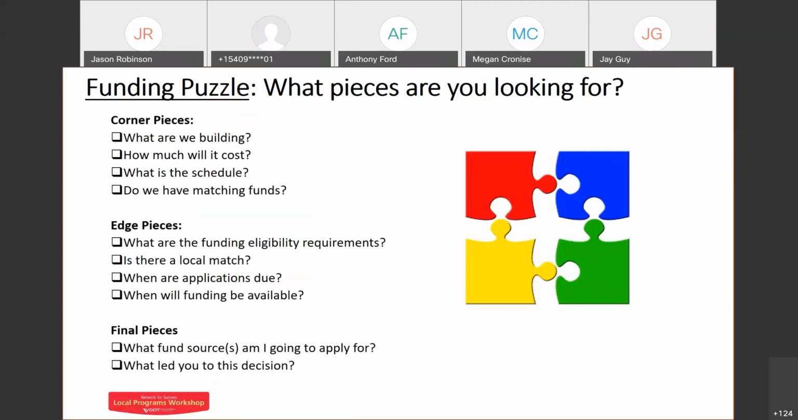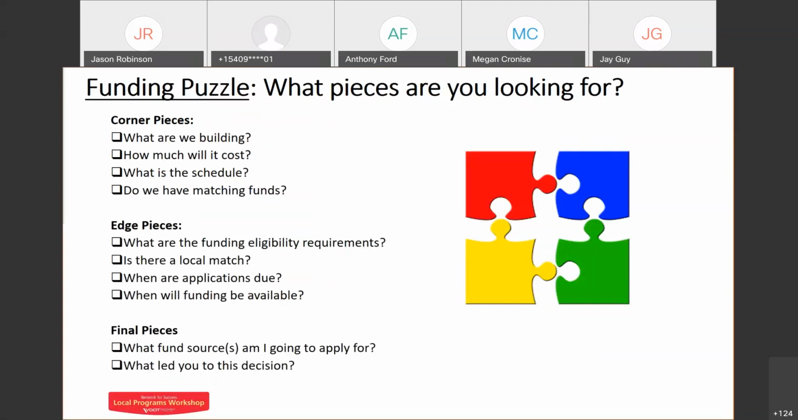Michael talked about the corner pieces and your edge pieces and your final pieces. What are you building? What's it going to cost? What's your schedule? And do you have to provide a match? Those are sort of your corner pieces. Those are the things that you really need to set out from the beginning. And if you're working a puzzle, you're looking for those corner pieces. Then you start filling in the edge.